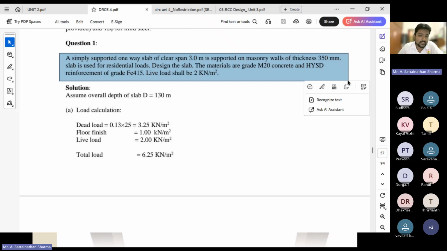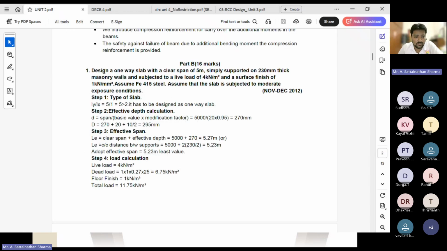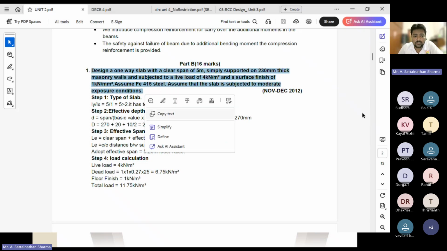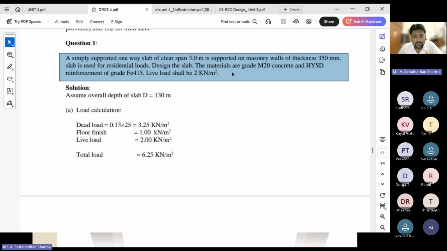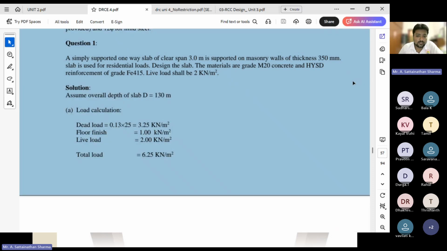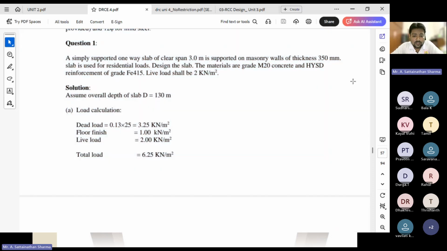If I get a question like this, the problem number, this one, there are some data missing. Grade of concrete is not given, right? And if you go here, they have given only the live load, floor finish is not given. I'll tell you why I'm saying this. You're supposed to ask only one very basic question: the span. That's the only question you have to ask when you are going for a design.